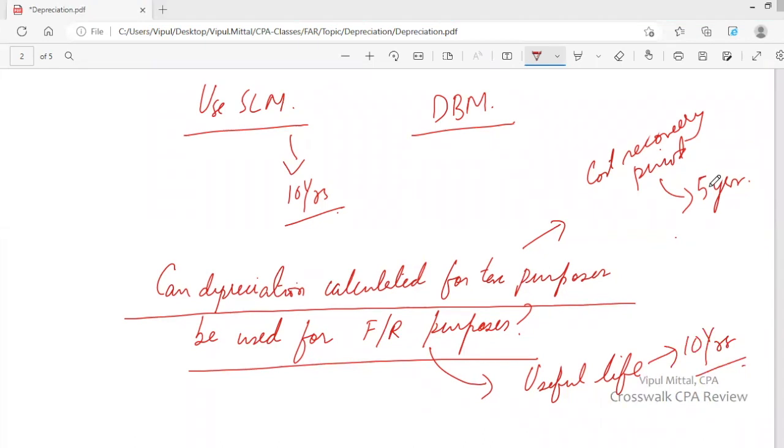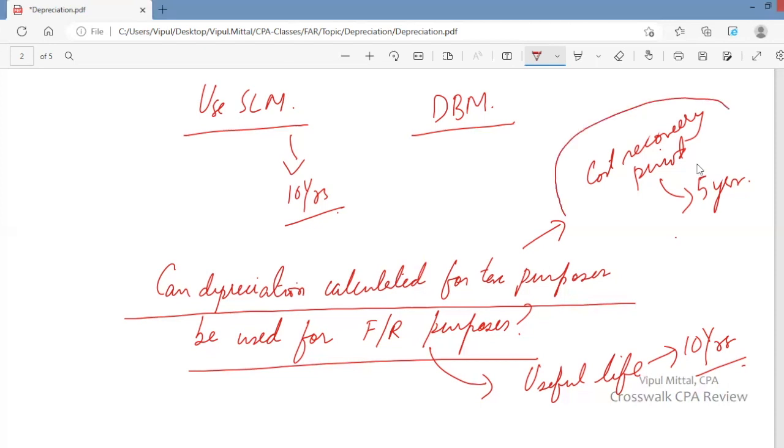Now, again, the question is: can depreciation calculated for tax purposes be used for financial reporting purposes? And the answer is yes, you can use that, but you have to consider the cost recovery period and useful life. What is the recovery period specified under tax laws? What is the useful life for financial reporting purposes? And if you think that the cost recovery period specified under tax laws for this asset is unreasonable considering the useful life of the asset, then do not use tax depreciation for financial reporting purposes.